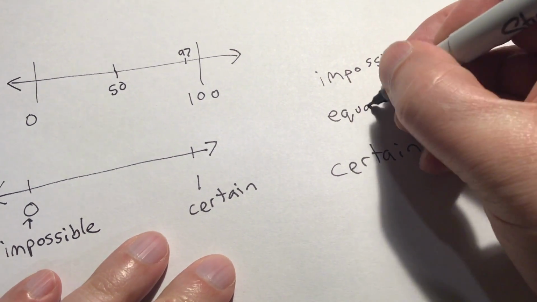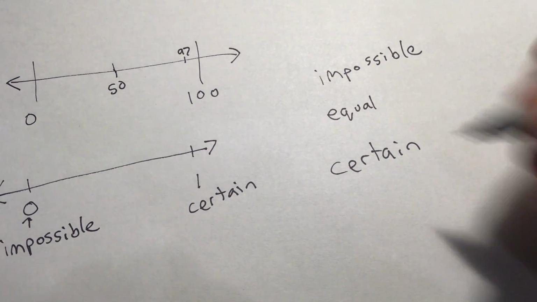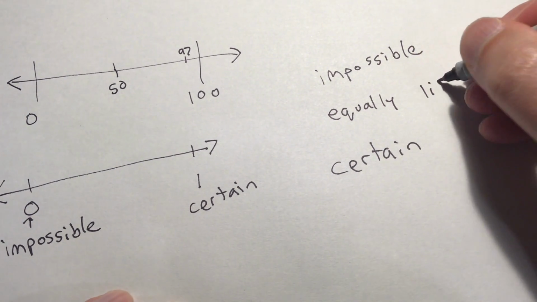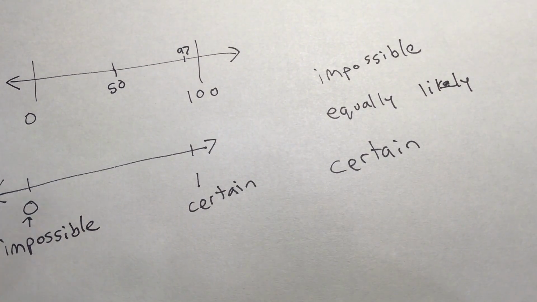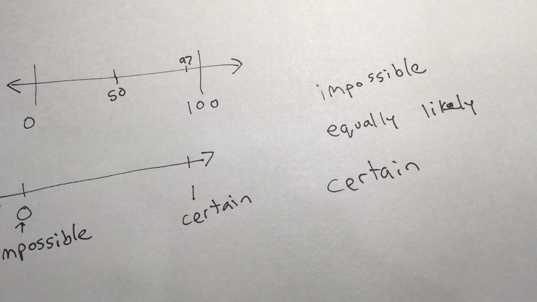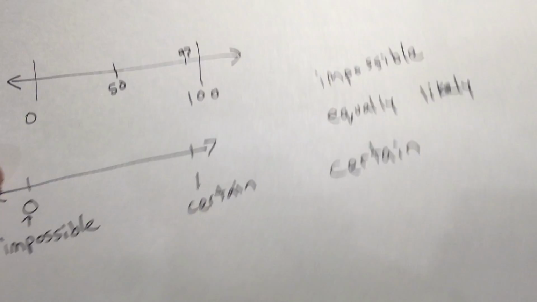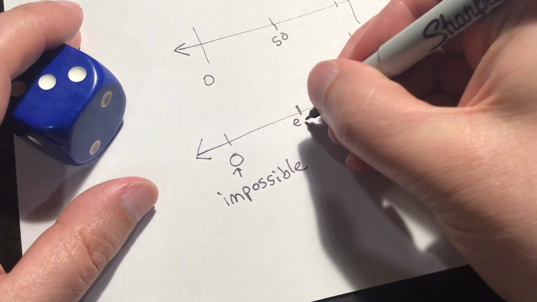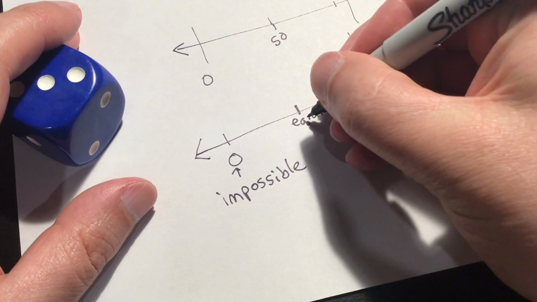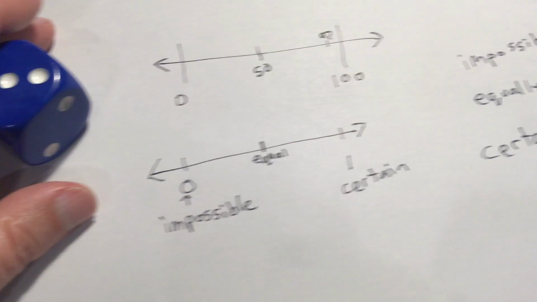Usually in the middle, you can kind of say equal, or sometimes teachers are finicky and they want you to say equally likely, okay? Whatever. I'm not that finicky, but you get the idea. Equally likely, okay? So then that would go sort of here on our number line. So I'm just going to write equal here, because that's how I roll. Okay, so equal.